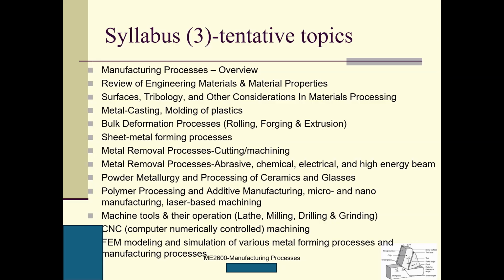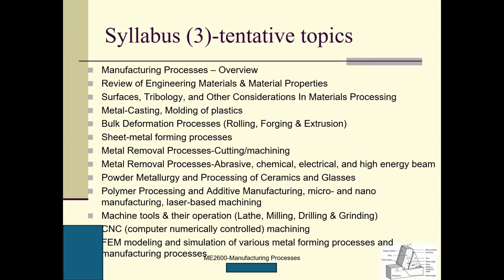Okay. Then the bulk deformation process is metal forming, actually rolling, forging, and extrusion. For these three, there are no shapes here, so basically it is deformation. Then sheet metal forming. This bulk forming versus sheet metal forming, which uses very thin plates, or a sheet.